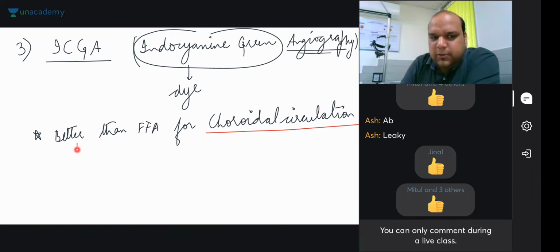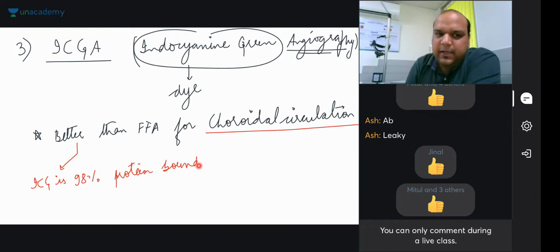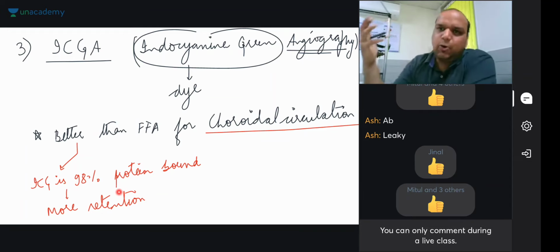Why is the question? Because of 2 reasons. Indo-Cyanin Green is 98% protein bound. So there is less leakage of the dye. So it has more retention in the large blood vessels. So because it has more retention in the large blood vessels, choroid which contains large blood vessels, I can see it.